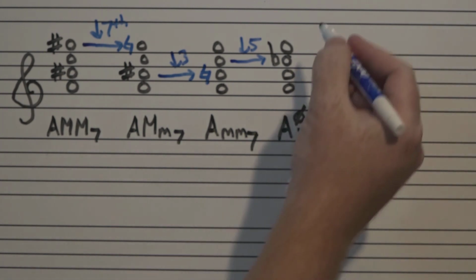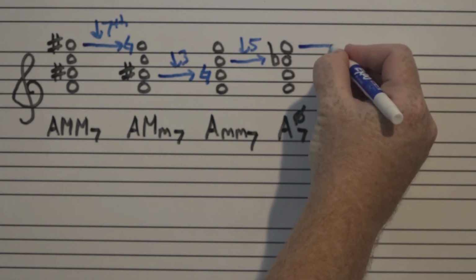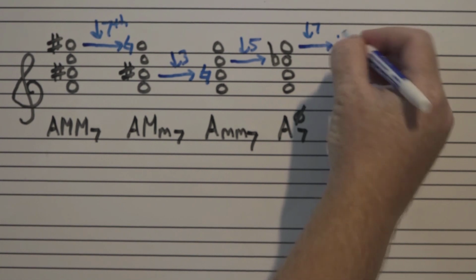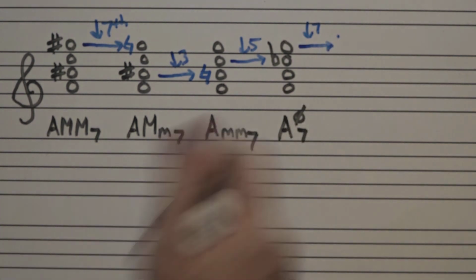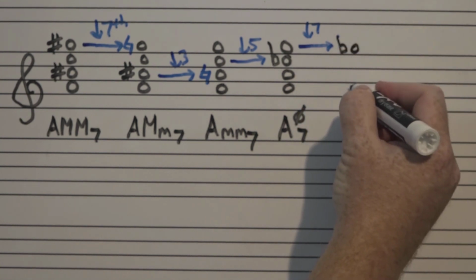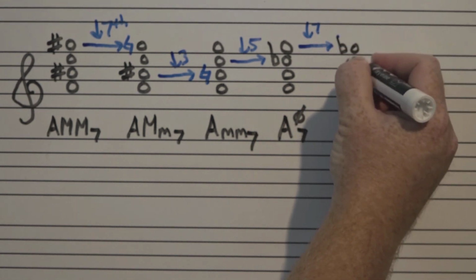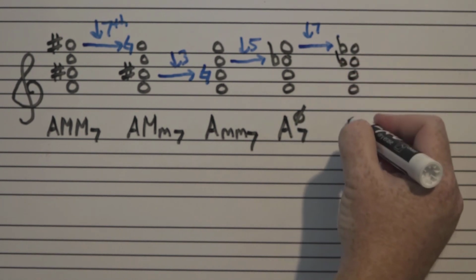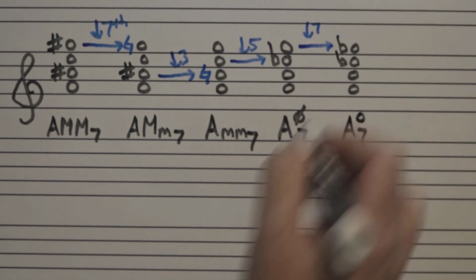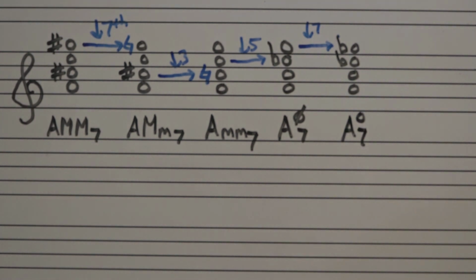And one more. We lower the 7th one last time to G flat. So A, C, E flat, and G flat. So there's A, and this is a fully diminished 7th, a diminished triad, and a diminished 7th.